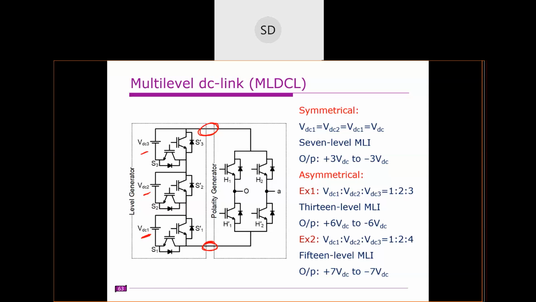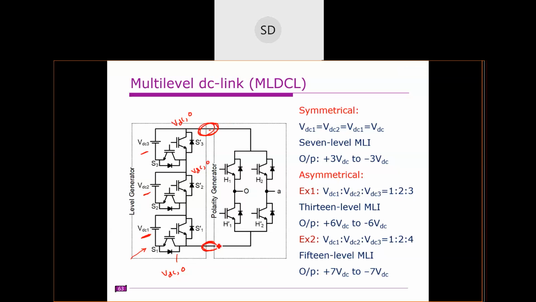Assume that all are VDC. Each cell will produce VDC or 0. It can't produce negative levels, because a half-bridge will not produce negative levels, but a full H-bridge will. That means it is a full H-bridge if you have positive voltage, negative voltage and 0 voltage.